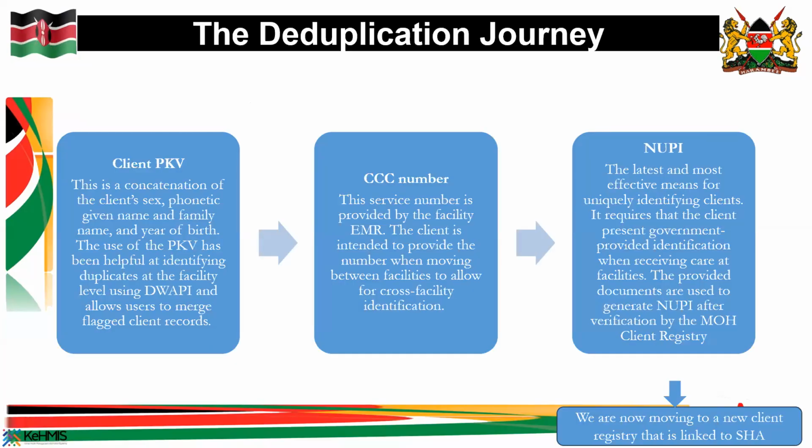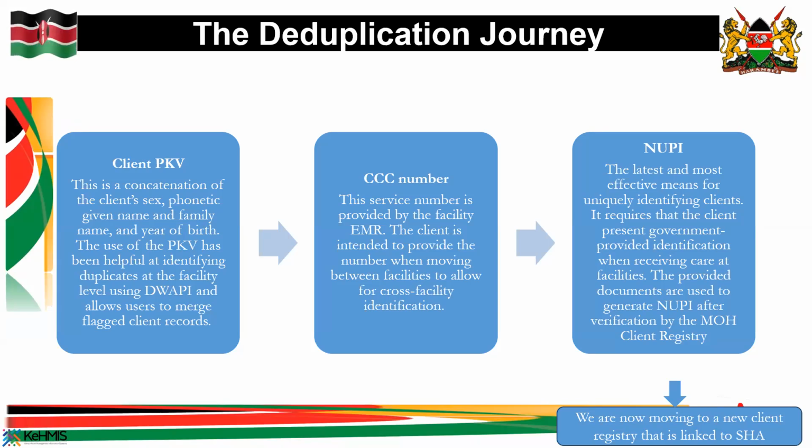So we can quickly look at the history of deduplication within the program. We had initially the client PKV, which was generated at the site, and it is a concatenation of the client's sex, phonetic names, and year of birth. This one was used to deduplicate clients at the facility level using DWAPI, which is our data warehouse client tool that resides in the facility together with the EMR.